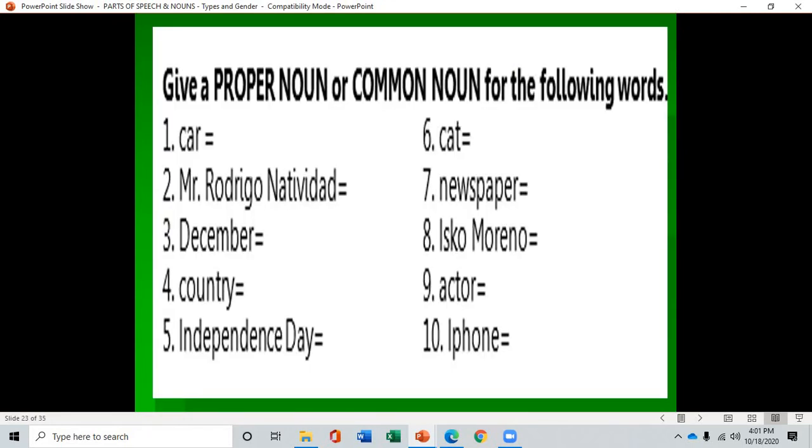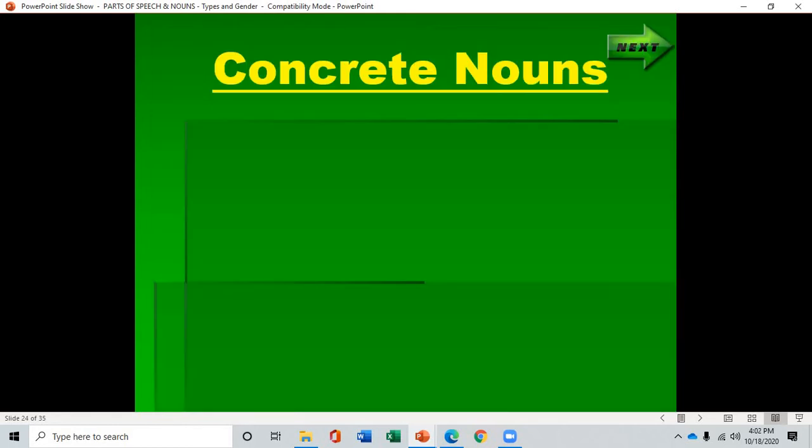Now, look at this. So, give a proper noun or common noun for the following words. So, you can pause this activity, and then you can answer it by yourself. All right? So you can give a proper noun or a common noun for the following words.